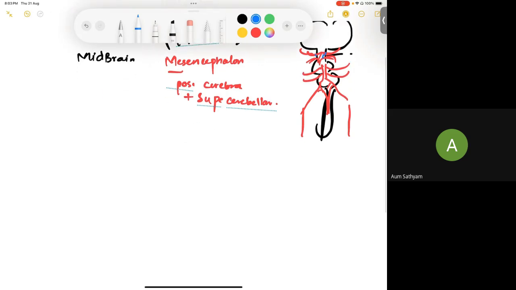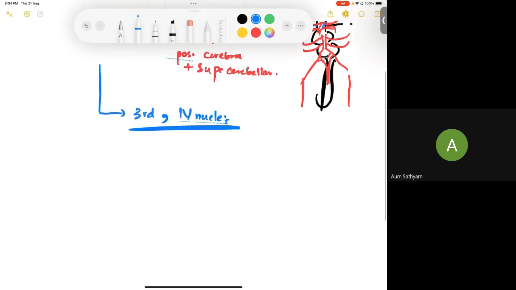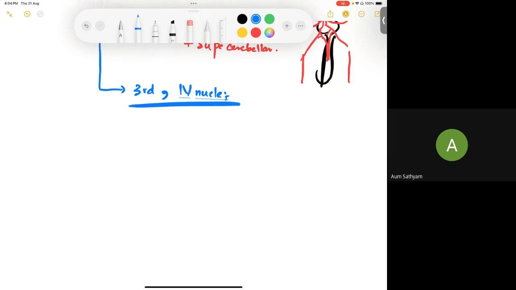What are the different structures present within the midbrain? It's really important to know. The midbrain basically has two cranial nerve nuclei. Which ones? The third and the fourth. The third cranial nucleus and fourth cranial nucleus are going to be present within the brainstem, or sorry, within the midbrain. What else is going to be present there?